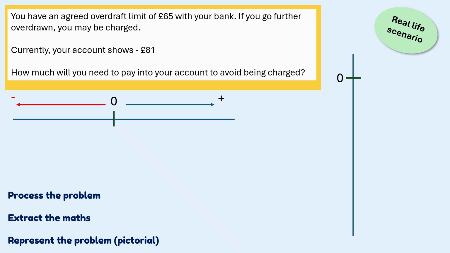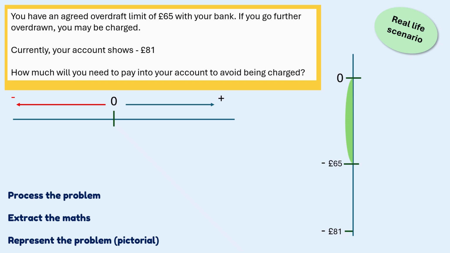So if I know that I can go down to minus 65 without being charged, I just make a little note of where roughly that might be. And I can see that I've gone even further down. So I've gone down to minus 81. So what I want to do almost is decide how many floors I would need to go back up to be on minus 65. And the way I might do that is to think of it in steps.